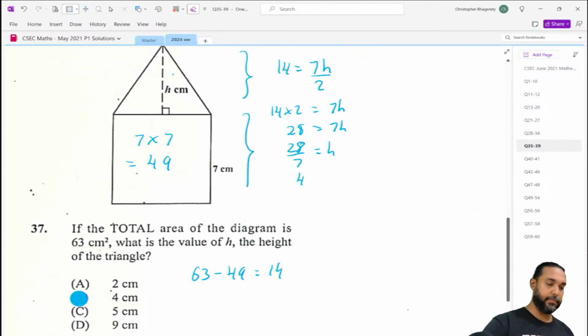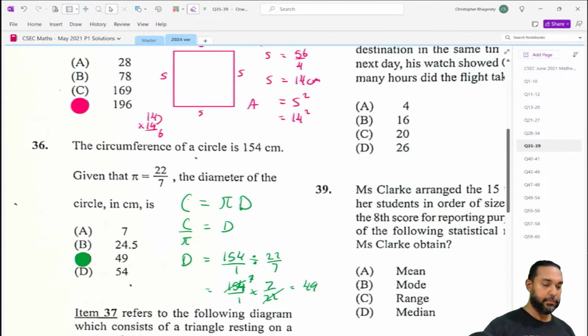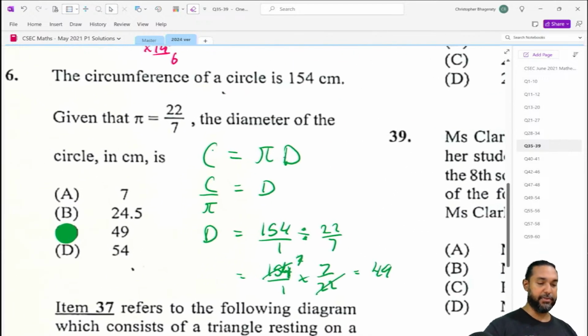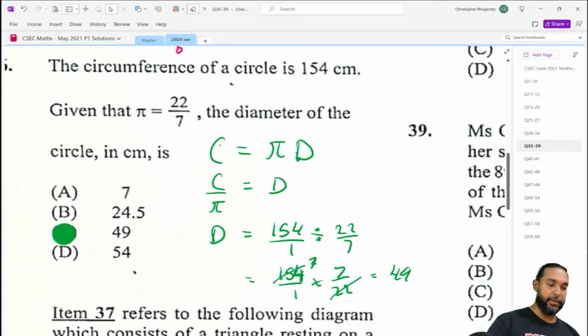36, sure. Right, so for 36, we have a circumference being 154, right? Hold on, give me 1 sec. Let's see if I could just, no.